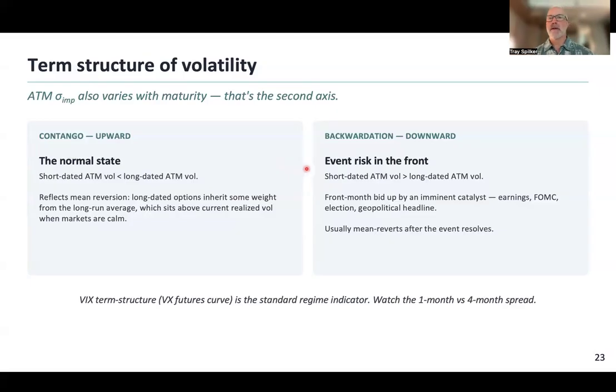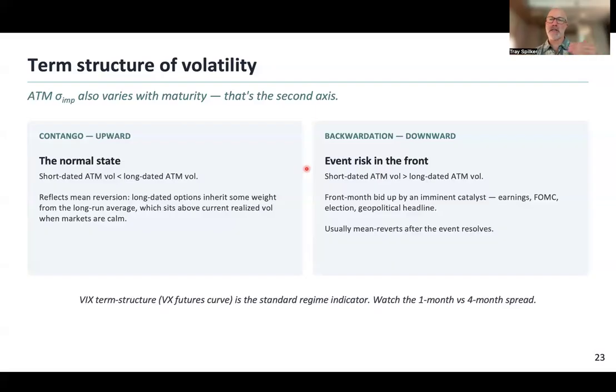In terms of the other picture, backwardation, this is a downward sloping curve. And remember, this is in time space for a given level strike price on the same underlying. It usually signals some near-term risk, right? So it could be like an earnings call that is coming up for a company. It could be the Federal Reserve Open Market Committee meetings, right, where there might be an interest rate decision. Could be an election, geopolitical headlines.